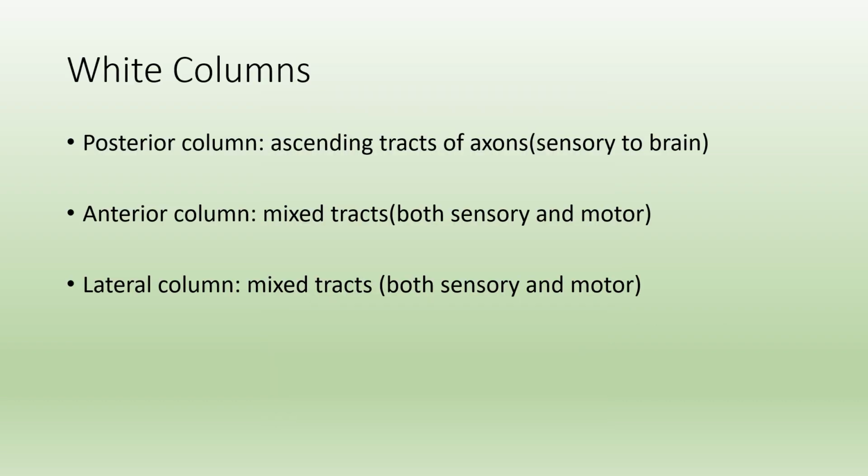The white matter is known as columns. So there's a posterior column that tends to contain what we refer to as ascending tracts, because tracts is a group of axons. It's sensory, containing sensory information. It is headed towards the brain. The anterior column contains mixed tracts, meaning it has both sensory and motor. And then the lateral column also is mixed, that it also contains sensory and motor. Sensory is bringing that information to the brain. Motor is taking information from the brain, heading back down.